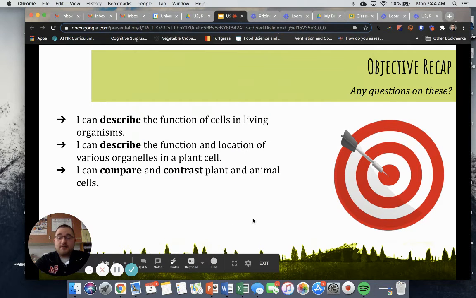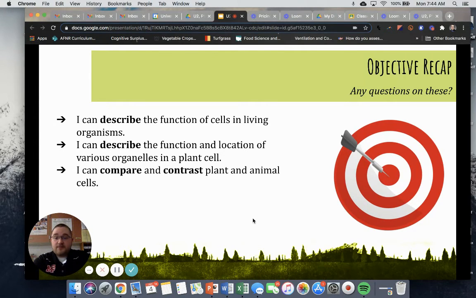Okay, so hopefully as a result of this little presentation, number one, you can describe the function of cells within living organisms. They are the building blocks of life. Number two, you can describe the function and location of various organelles within a plant cell. And lastly, you can compare and contrast plant and animal cells.